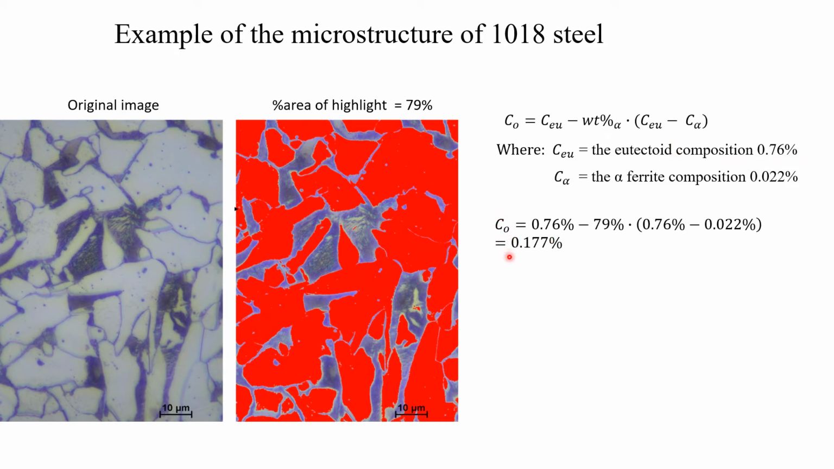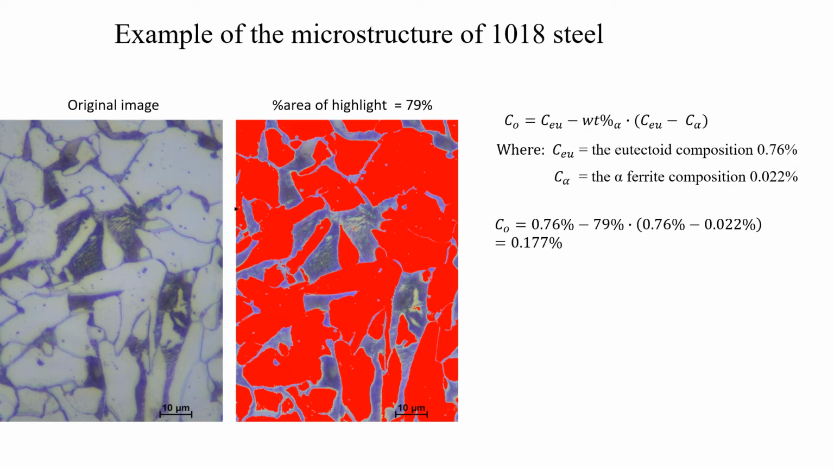Then I get the composition at 0.177%. This is very close to the theoretical value of 1018 steel, which has a carbon content of 0.18%. Okay, so that's a microstructural analysis of steel.